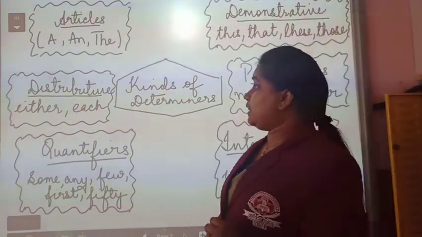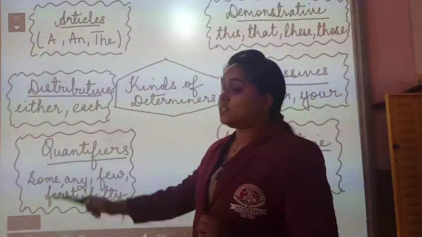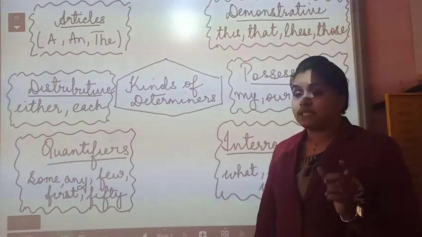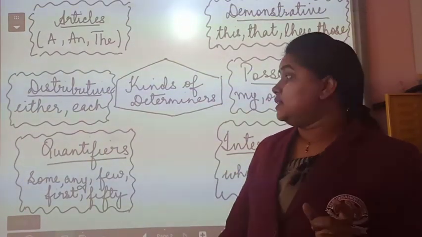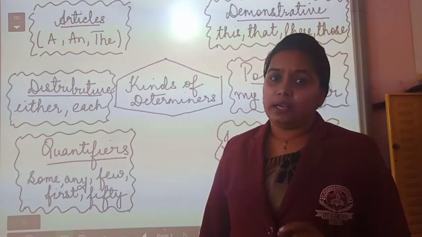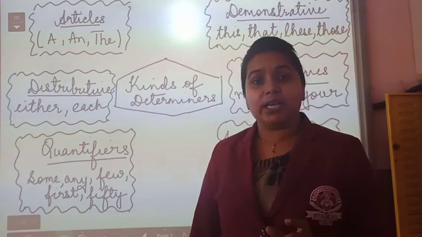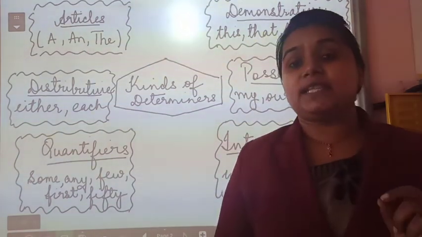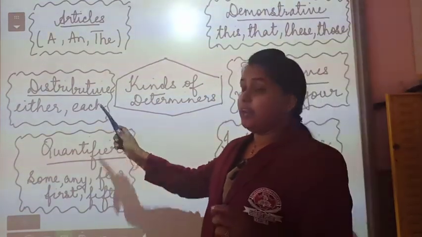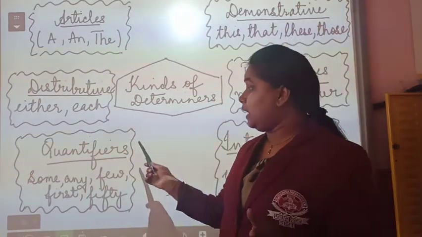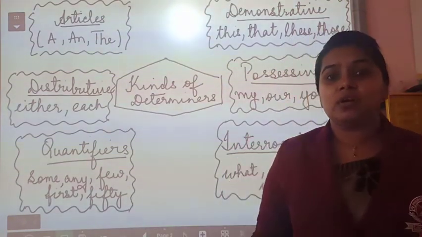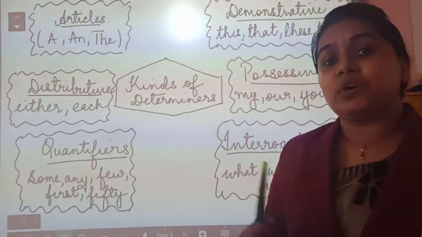Now, let's know the next one, that is distributive. Okay, distributive: either of you come to me in the morning. Okay, this word either is used as a distributive determiner. Each child in the class is very intelligent. Okay, when I say each child, here it specifies that I am talking about each and every child, and every is also distributive when I am distributing it. Okay, next is quantifiers.